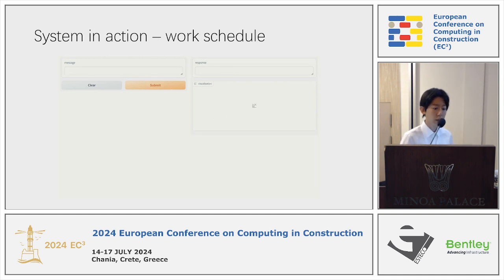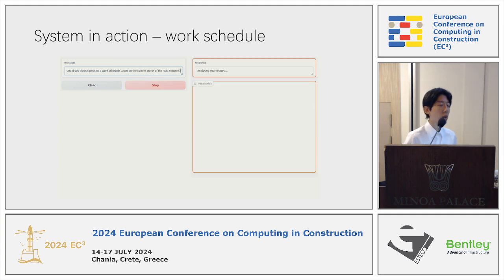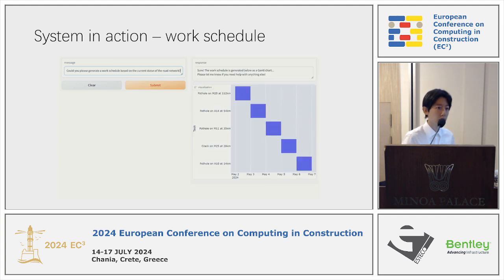And the final example is the user asking the system to generate and visualize a work schedule based on the defects stored within the digital twin. The system will then retrieve the defect information and the prioritization criteria within the digital twin, and then generate a work schedule and visualize it as a Gantt chart.